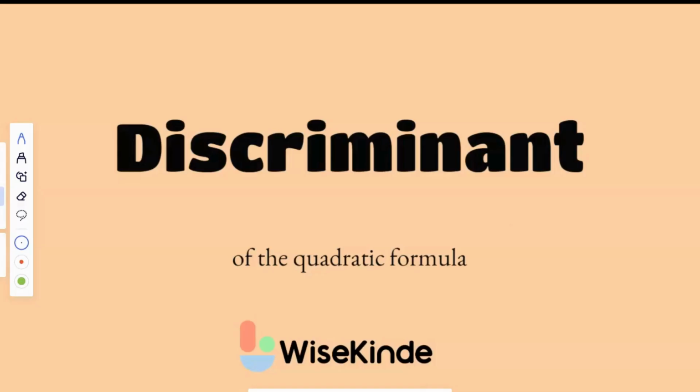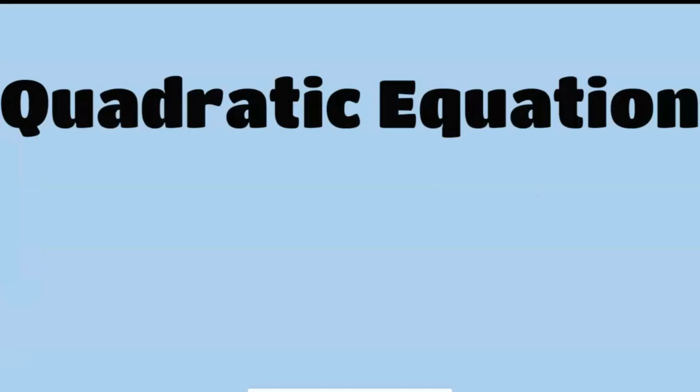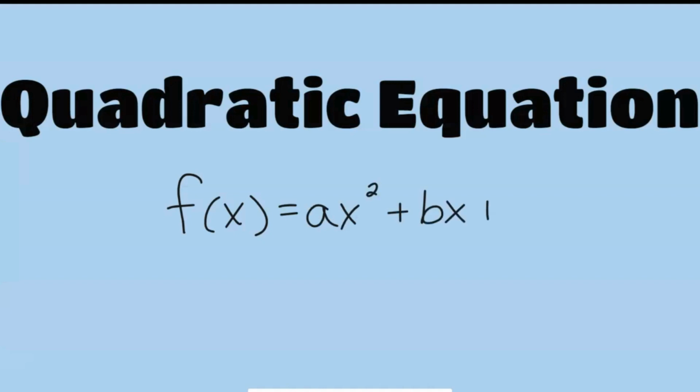Let's go. Today we're going to talk about the discriminant of the quadratic formula. Let's start by talking about what the quadratic equation is. So the quadratic equation is an equation that has the highest power of the variable as a squared. So you've seen it a lot of times as f of x is equal to ax squared plus bx plus c. This is the standard form.